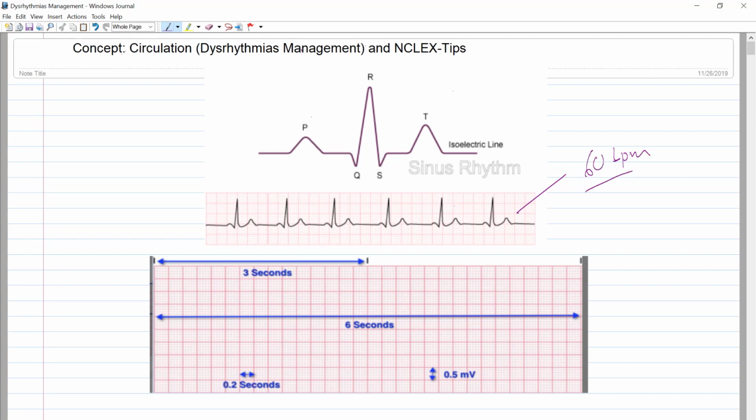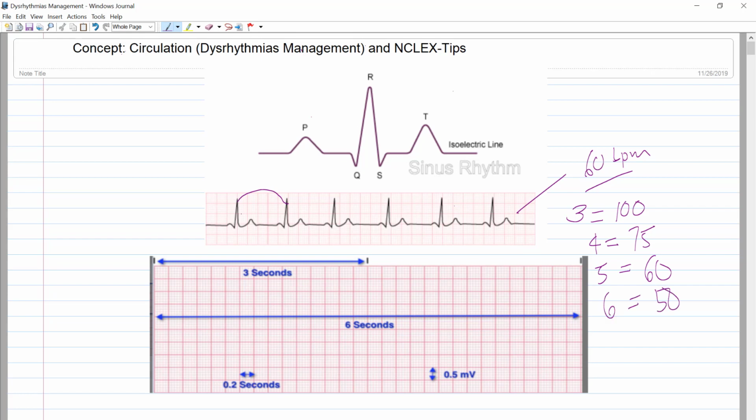But also remember that there are other ways to determine a heart rate using big boxes or small boxes. Technically, if your patient has a 6-second EKG strip, when you look between R to R and count the big boxes, if there are only 3 big boxes, the heart rate is 100 beats per minute. If the big boxes are 4, the heart rate is 75 beats per minute. If it's 5, the heart rate is 60, and if it's 6, the heart rate is 50.